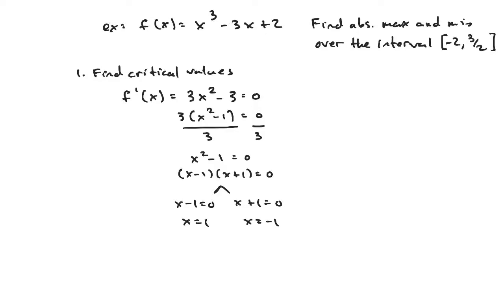So an important thing to consider is whether or not the critical values are lying within our interval. And in this case, our interval up here is from minus 2 to 3/2. And both x equals 1 and x equals minus 1 are in the interval. So we're going to check to see what f of x equals at the endpoints, which are minus 2 and 3/2, and also what it equals at the critical points, x equals 1 and x equals minus 1.